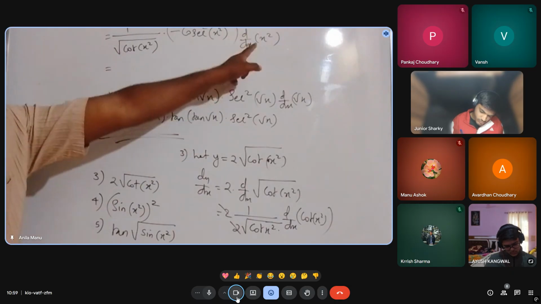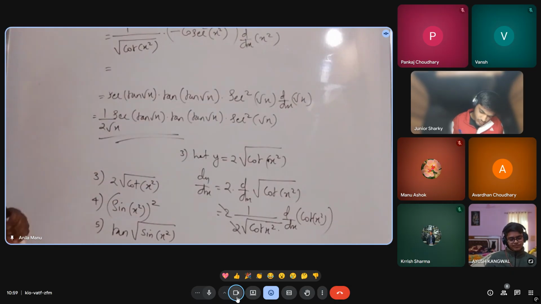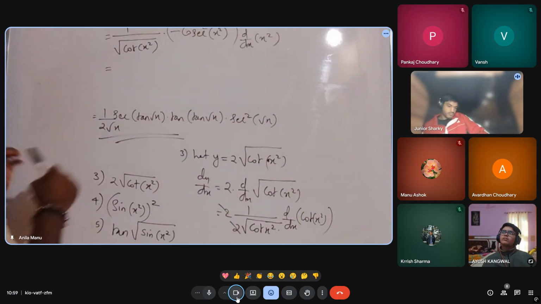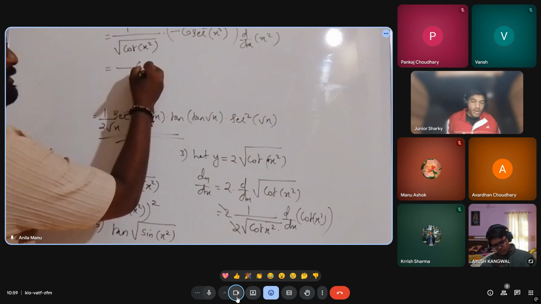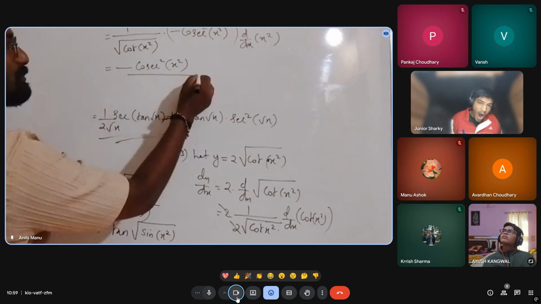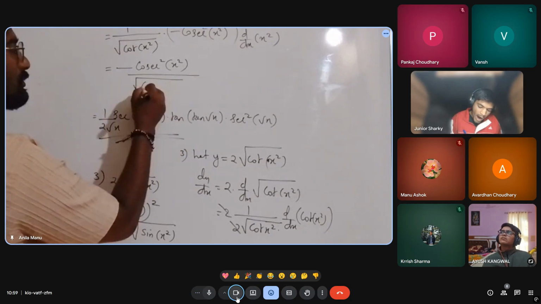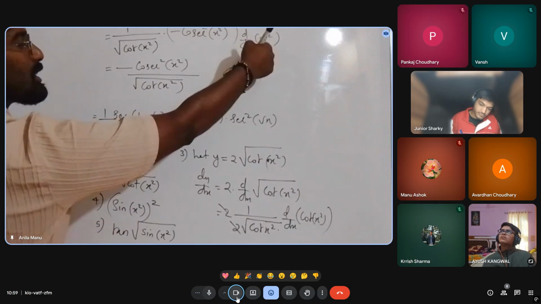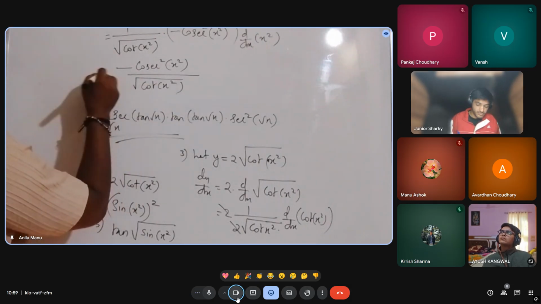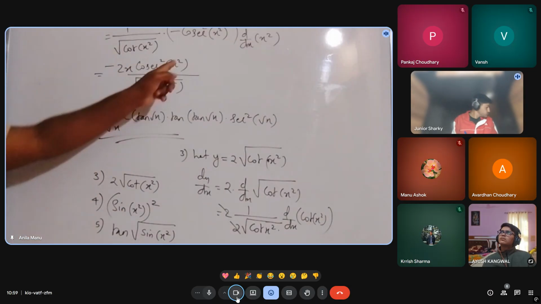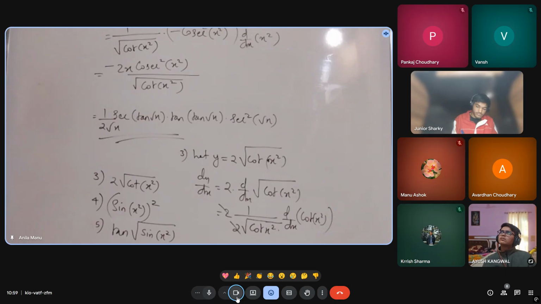Now the last derivative, of x square. That is going to be the final result. So minus cosec square x square divided by root of cot x square. Then derivative of x square is 2x. If you want, you can write that in the beginning. So we will get minus 2x into cosec square x square by root of cot x square. That is the final answer. Okay.